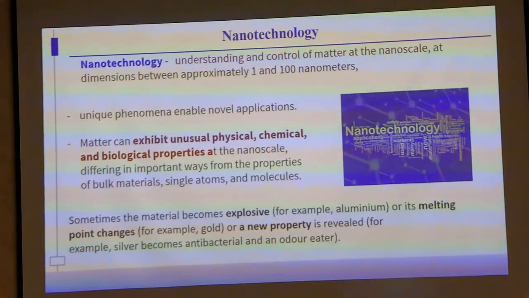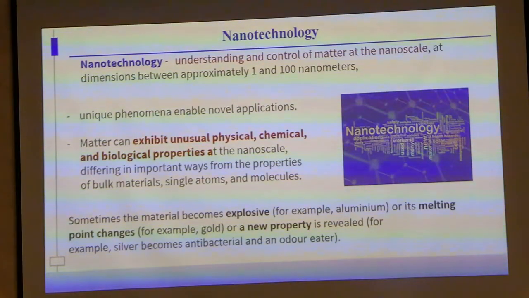And the definition of nanotechnology. So definitely it's understanding the control of matter at the nanoscale. So at nanoscale, what's happening? Either in terms of properties, in terms of application, in terms of other things that come under umbrella of nanotechnology. So that is called nanotechnology. And at this scale, we have very unique applications, very unique properties, very unusual physical and chemical, even biological properties at that scale can happen.